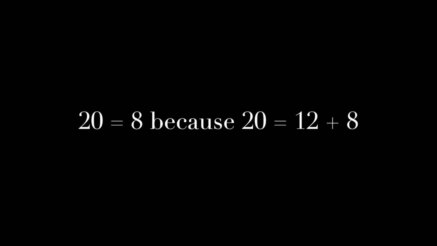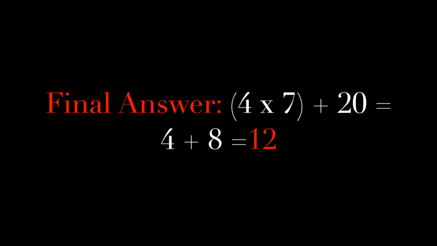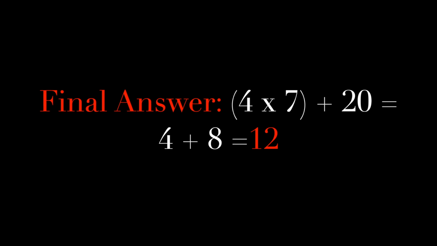Now, 20 is equal to 8 because 20 equals 12 plus 8. This is the same procedure. After 12, you start back at 1, so the number is 8. The final answer turns out to be 4 times 7 plus 20 equals 4 plus 8 equals 12. So the final answer according to this arithmetic is 12.